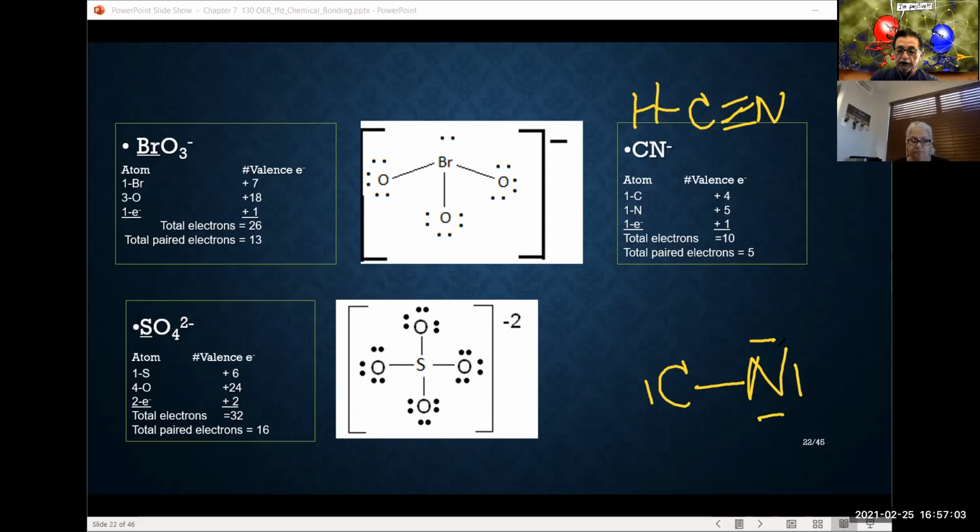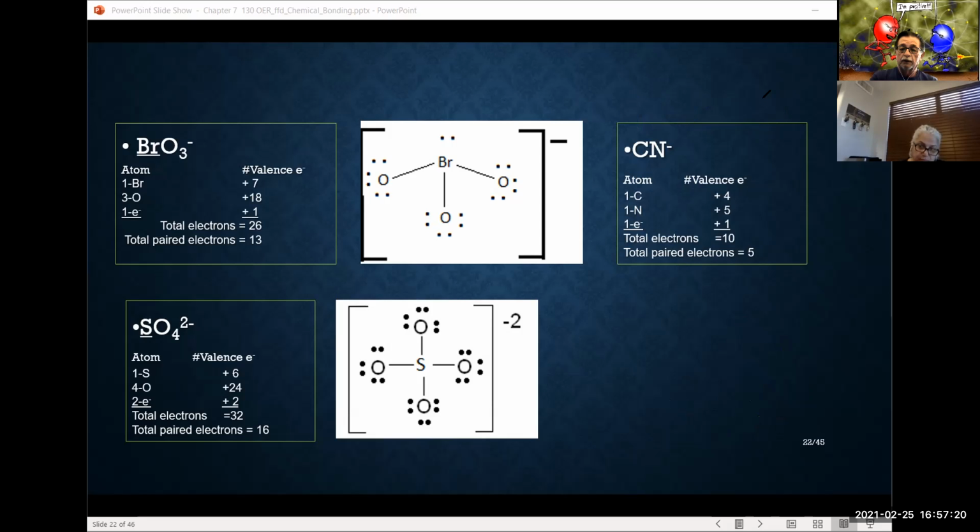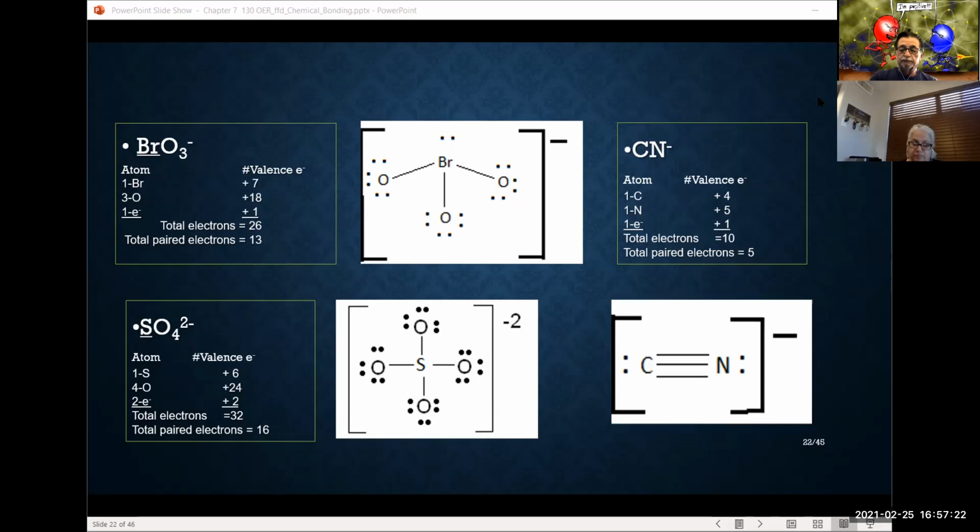Because we've got 8 on nitrogen, but right now there's only 4 on carbon. So just like we did in HCN, we're going to borrow from Peter to give to Paul. Share them, that is, and we're going to make a triple bond to produce that.